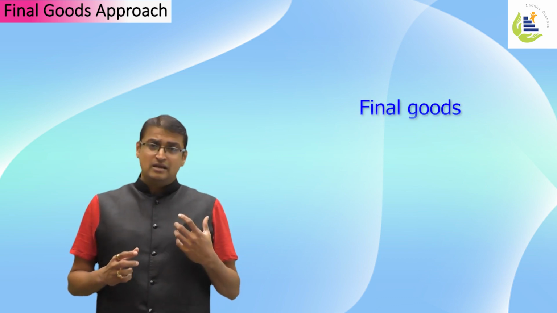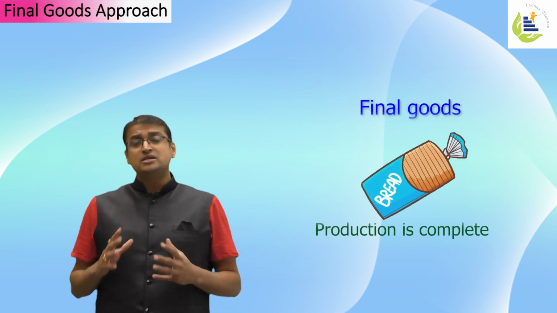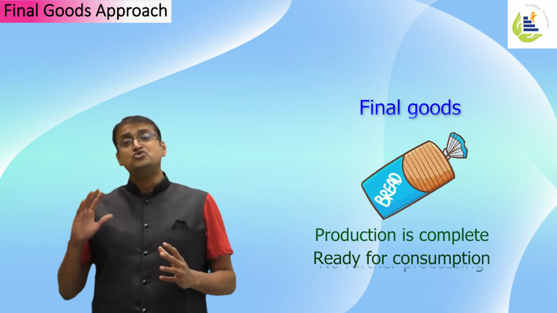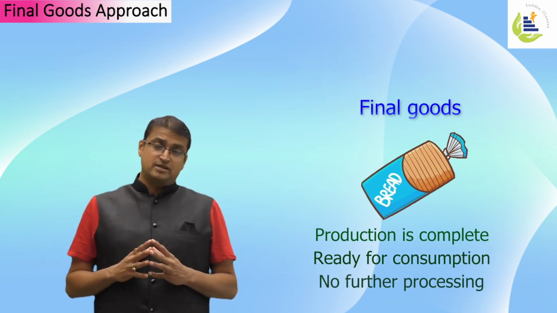In this video, we will try to understand final goods approach or final product approach in calculation of national income under output method. Well, what are final goods? Well, the goods whose production is complete. They are ready for final consumption and there is no further processing happening on them.